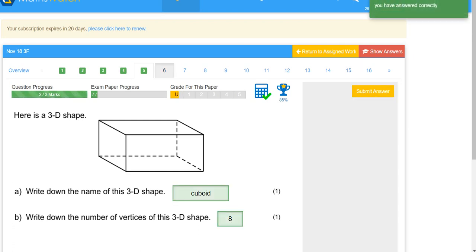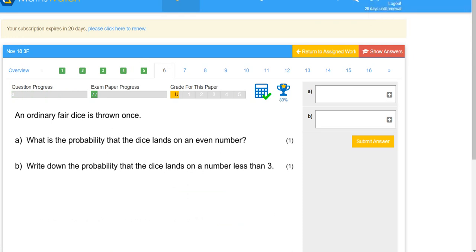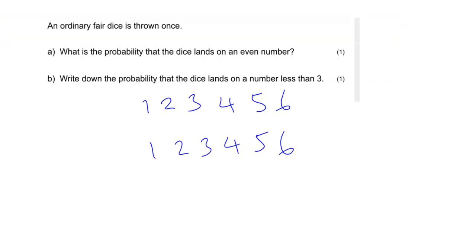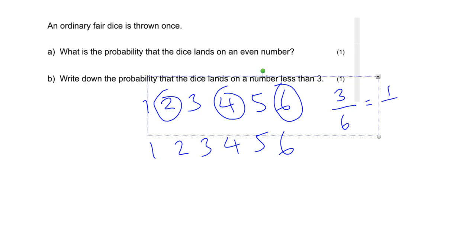Question 6. We throw an ordinary die once. What's the probability that it lands on an even number? So it could be a 1, a 2, a 3, a 4, a 5, or a 6. What I'm doing here is listing my possible outcomes, and I want to know how many of these are even. Well, there's an even, there's an even, and there's an even. So my probability is 3 ways out of 6, which I'll probably just simplify to 1/2.